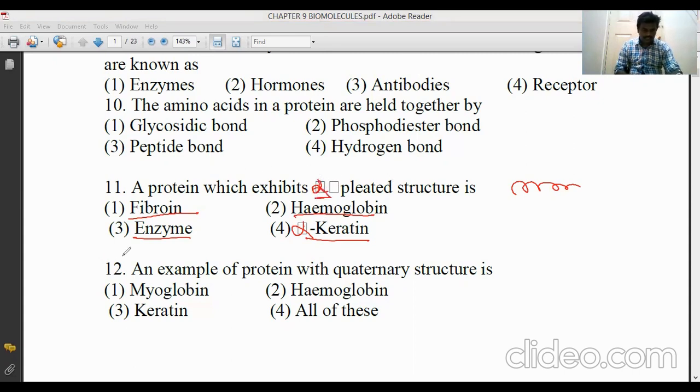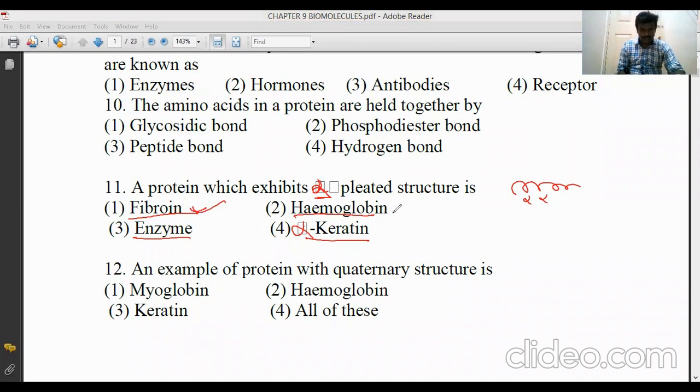So among these, which one? Generally fibroin. This is a protein which exhibits the pleated structure, like this, in proteins. That's all. Option 1 is correct.